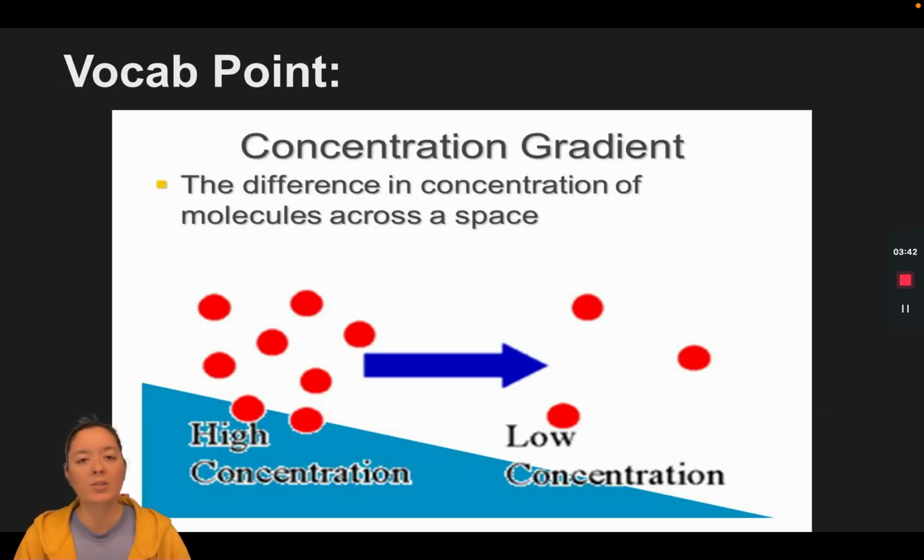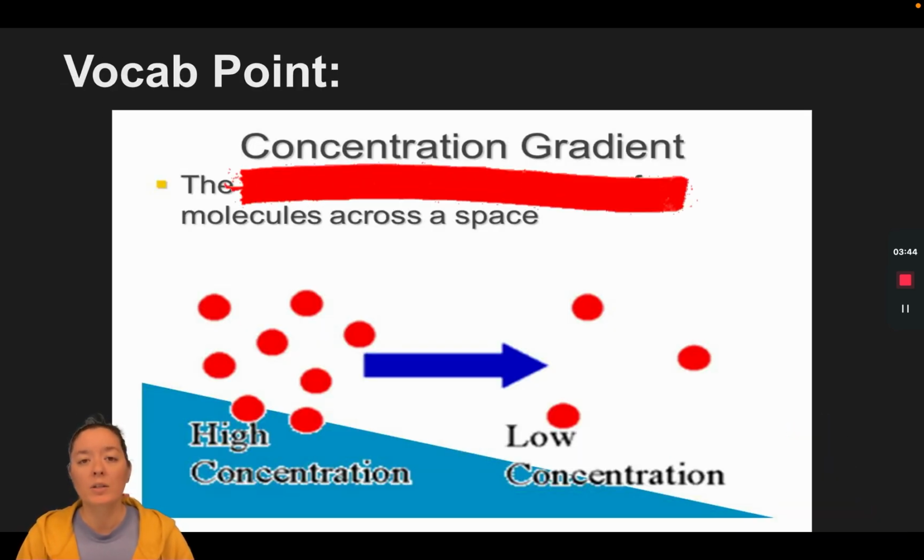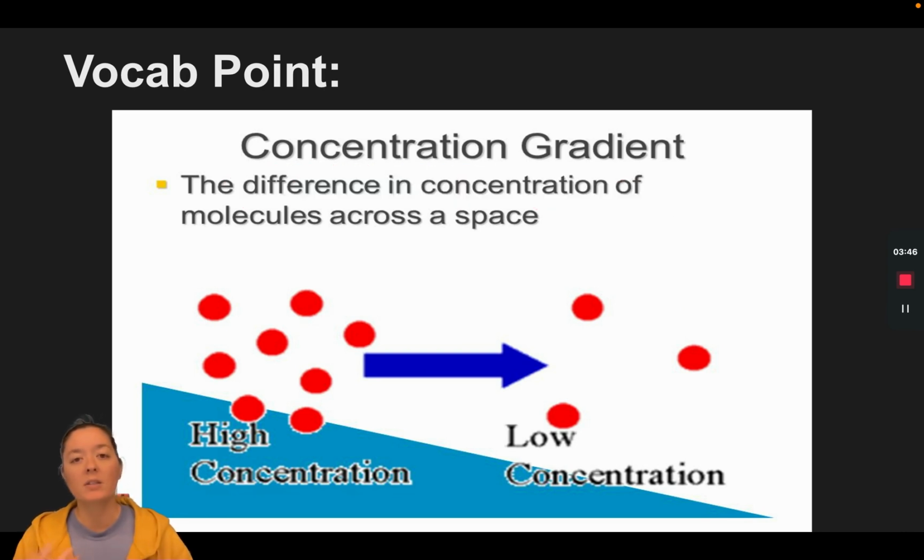Once again, I really want to stress this vocab, concentration gradient. That's the difference in concentration of molecules across a space. And in our examples that we're learning about, that space is the inside and outside of a cell. Always want to move high to low. It's very natural to go high to low. So the concentration gradient is how many molecules of one thing are on each side of something like a membrane.